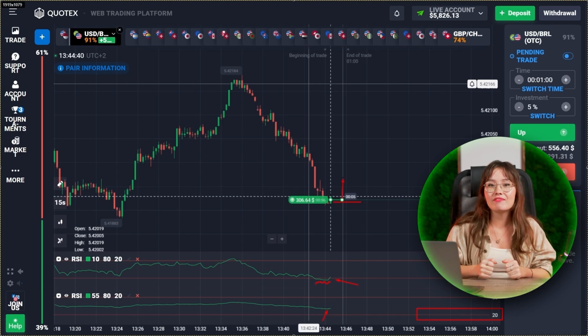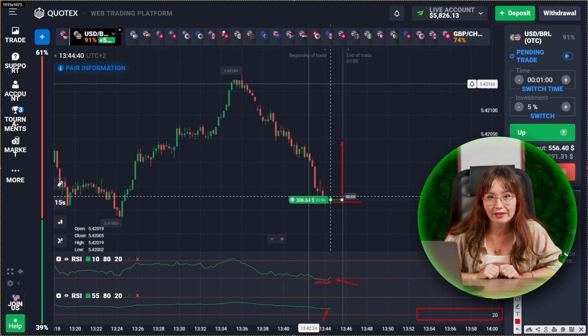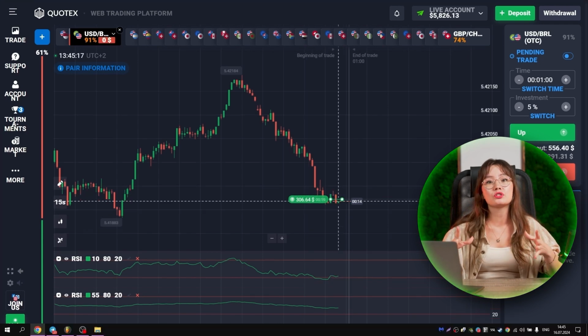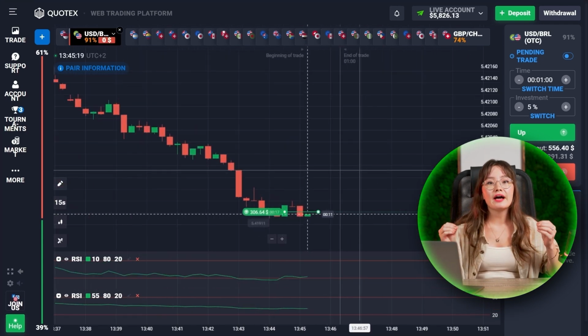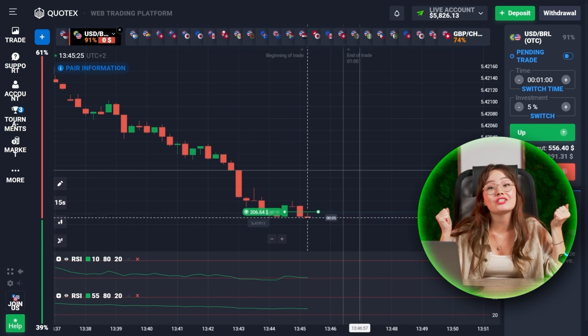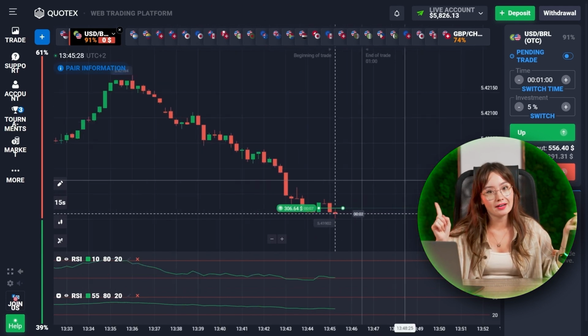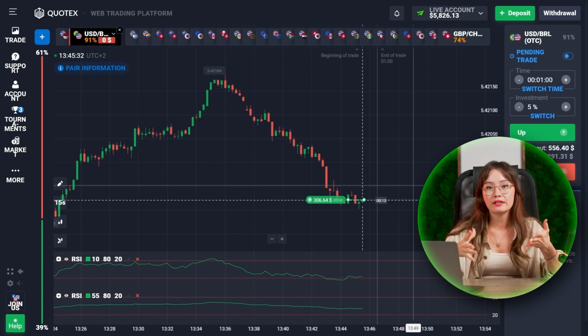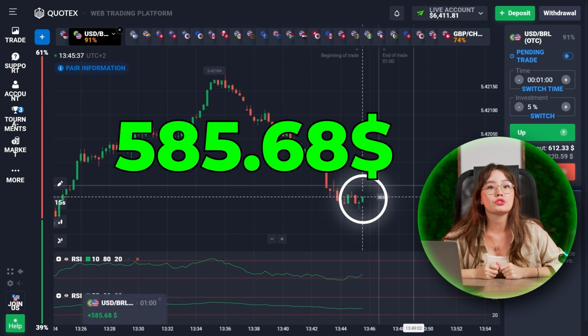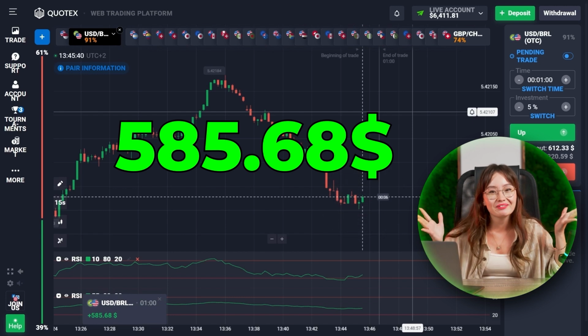Yes, this time there is no divergence, so we rely solely on the fact that the RSI line with the longer period approached the oversold zone, and the line with a period of 10 crossed it. And you can use such a signal without divergence, but I recommend waiting for it. It makes the signal much stronger. Even without divergence, the trade turned out profitable.